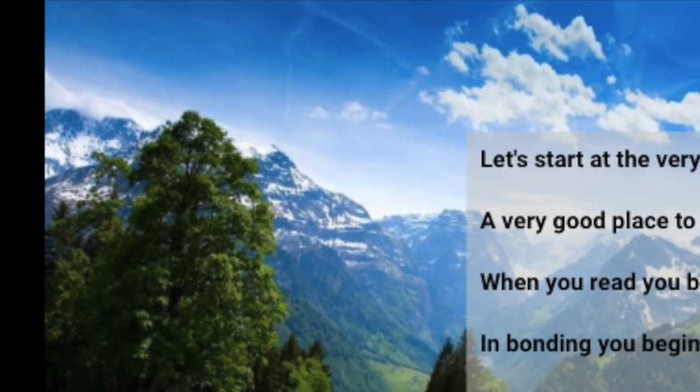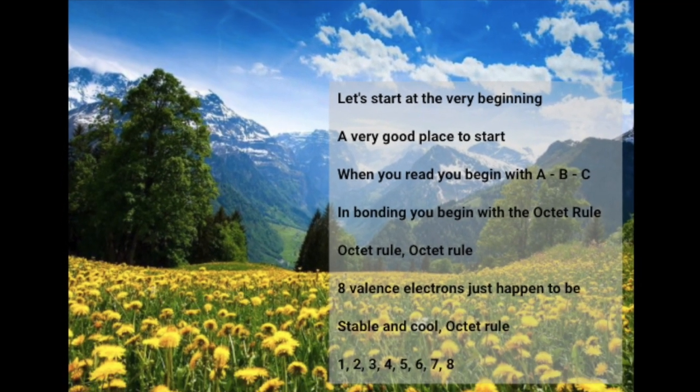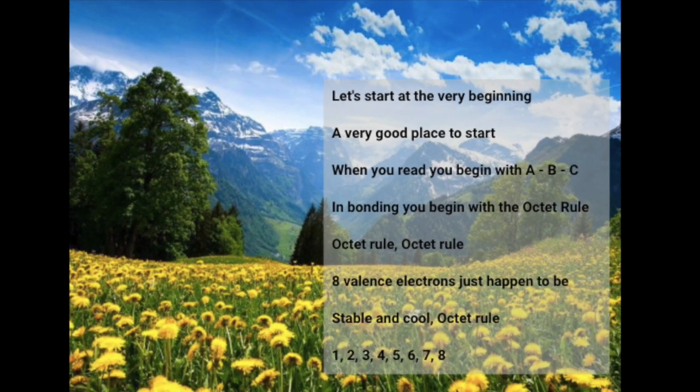Let's start at the very beginning, a very good place to start. When you read, you begin with A, B, C. In bonding, you begin with the octet rule. Octet rule, octet rule. Each valence electron just happens to be stable and cool. Octet rule. 1, 2, 3, 4, 5, 6, 7, 8.